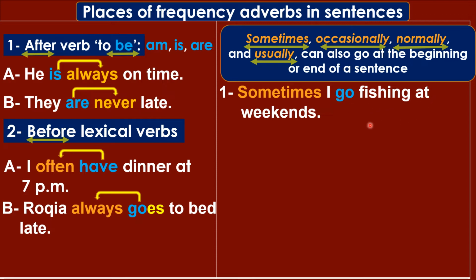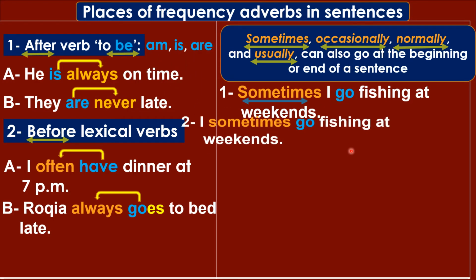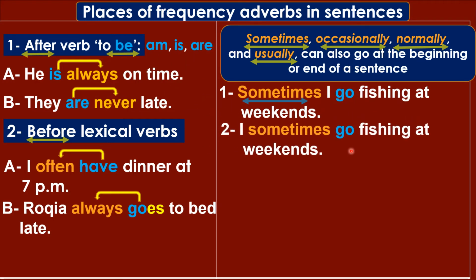Sometimes I go fishing at weekends. In this case, sometimes comes at the beginning of the sentence. Okay. Let's have a look at number 2. I sometimes go fishing at weekends. In this case, sometimes comes between the subject and the verb. So it's in the middle of the sentence.